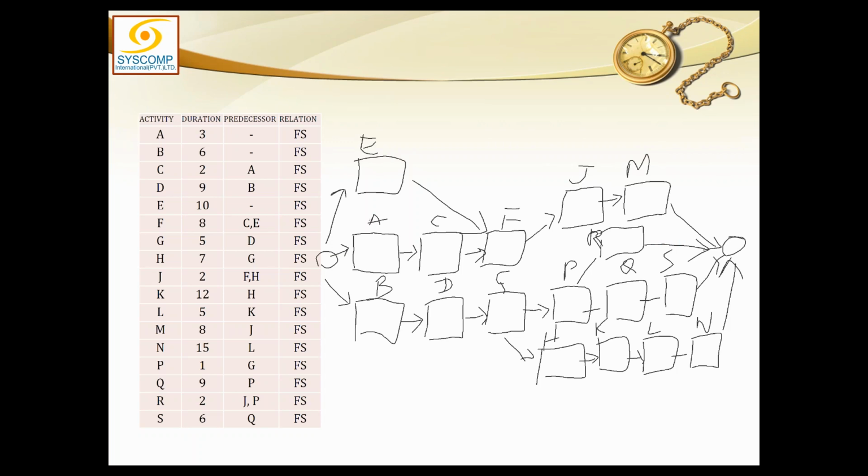Okay. A is 3, B is 6, C is 2, D is 9, E is 10, F is 8, G is 5, H is 7, J is 2, K is 12, L is 5, M is 8, N is 15, P is 1, Q is 9, R is 2, and S is 6.